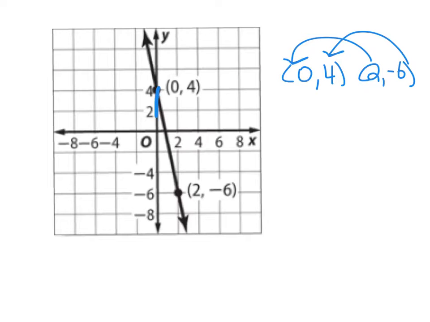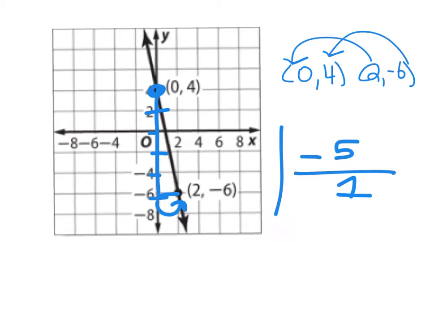So I'm going to draw a triangle so that I can easily see how far I go up or down and then across. Remember that whenever you're finding slope from a graph, you always go up or down and then right. So starting from where I began, I go down 1, 2, 3, 4, 5. So negative 5 because I went down. Then I go to the right one. So my slope is negative 5 over 1, or negative 5.